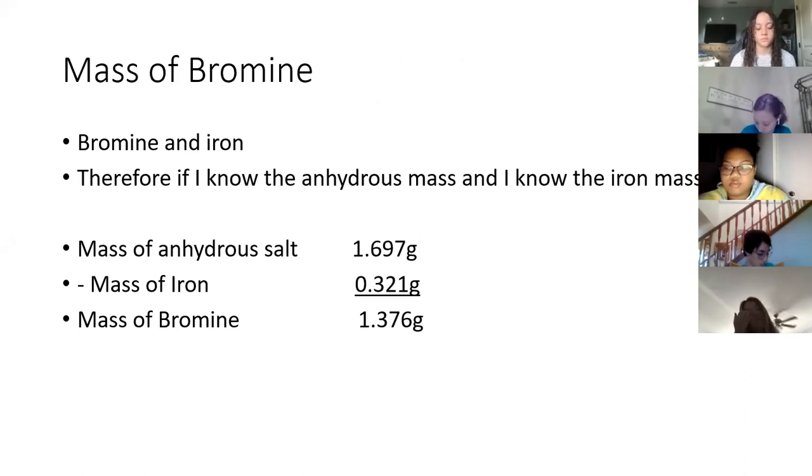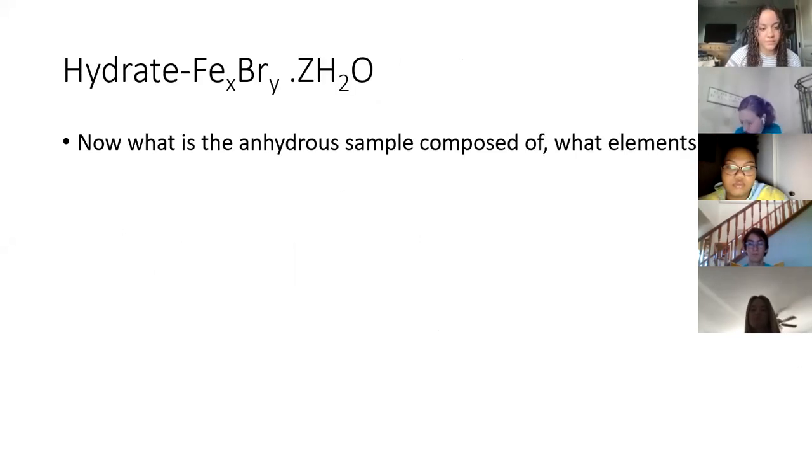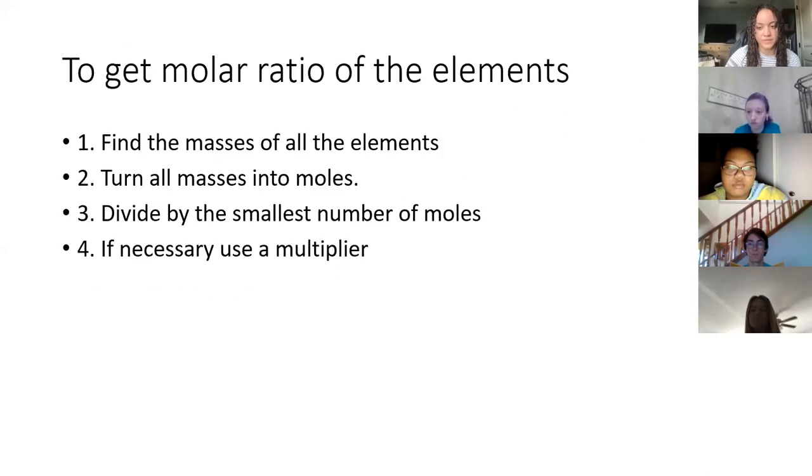Now I've got the first part of my empirical formula solved. I have the mass of my water, I have the mass of my iron, and I have the mass of my bromine. Kylie, what do I do next? After I've done step one, what do I do next? Turn the masses into moles. How am I going to do that, Kylie?